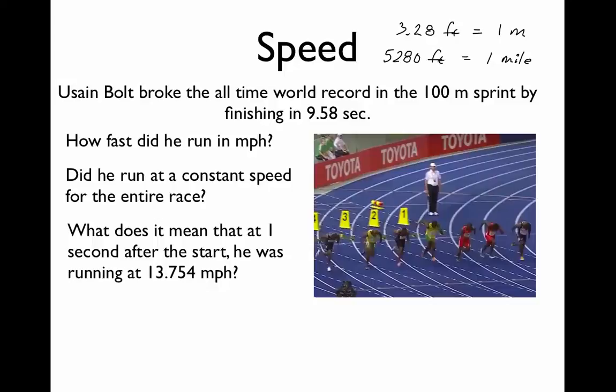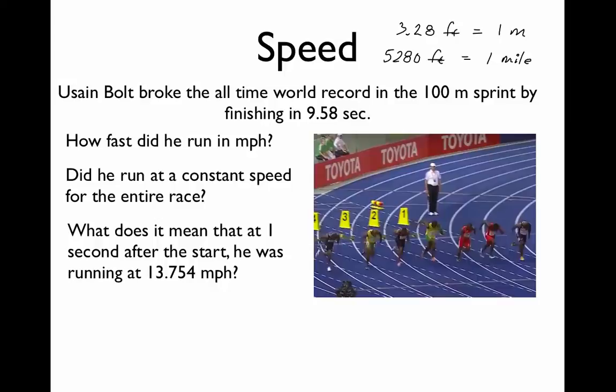So it's not a trivial question. Anyone want to give it a shot? What does it mean that at 1 second he was running 13.754? I saw you first. That probably was at that point in time he was going at that. Okay, so he accelerated there. Okay, so now at 1 second he's running the speed. What does that number 13.754 mean?